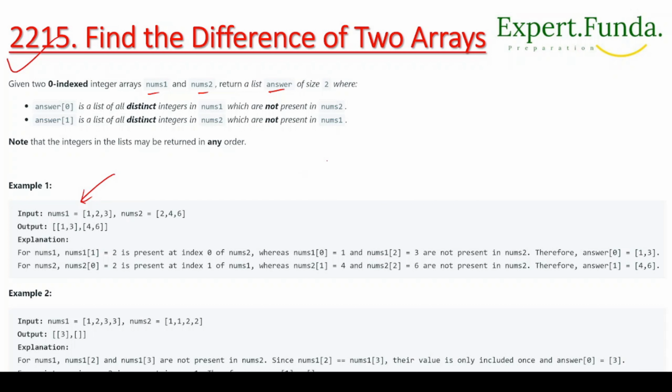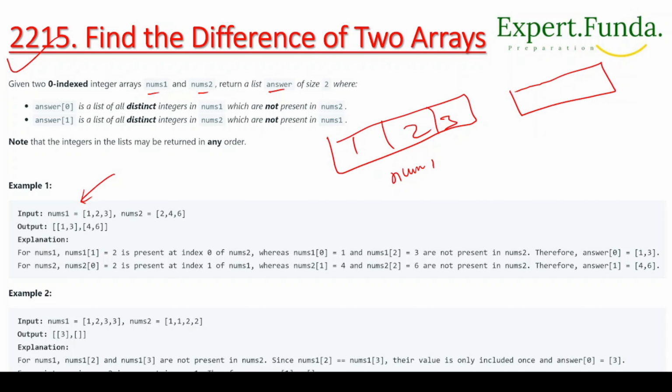example. Let's suppose we have 1, 2 and 3. This is one array we have been given, just for example. This is array 1 and this is known as nums1. And there is another array, let's suppose we have 2, 4 and 6, just for example, and this is our example 2, nums2.